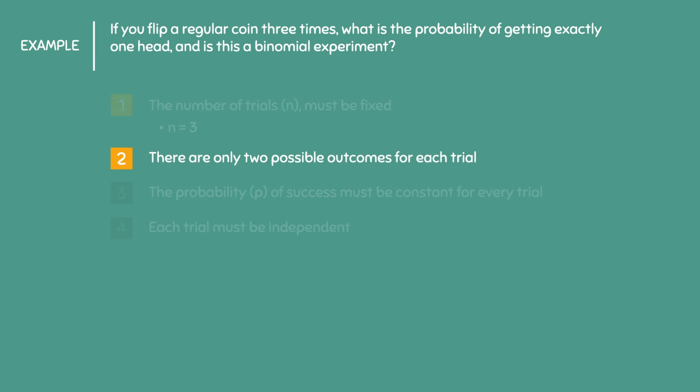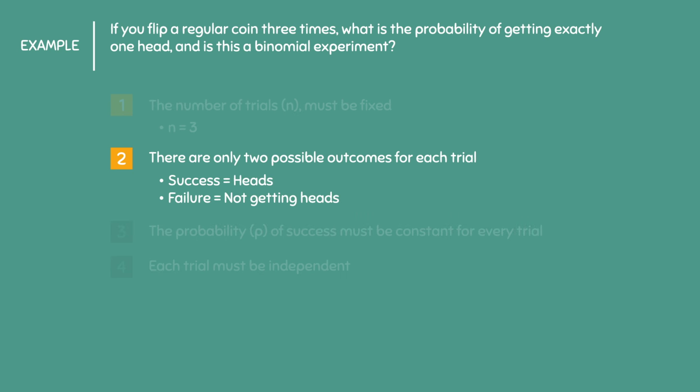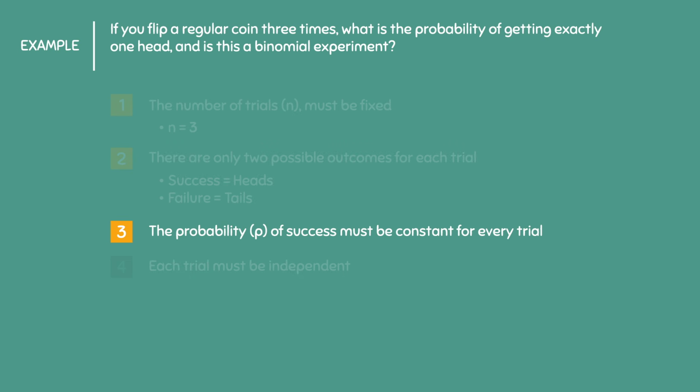The second condition is also satisfied because we can define a success as getting heads, and we can define a failure as not getting heads. This is the same as saying getting tails is a failure. The third condition is also satisfied because the probability p of success remained constant for every trial. In other words, the probability of getting heads is 0.5, and it stayed that way every time the coin was flipped.